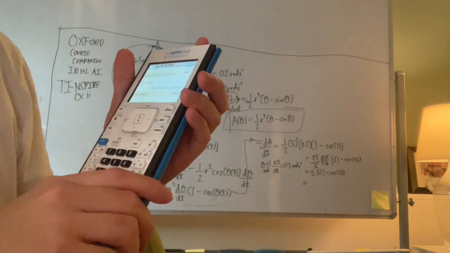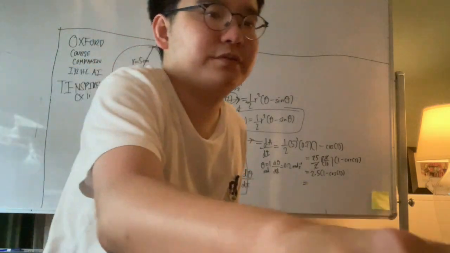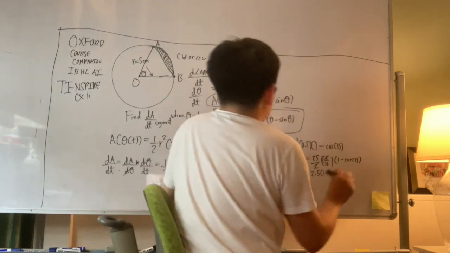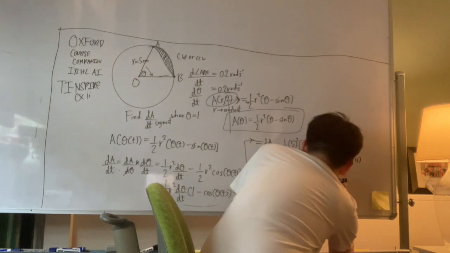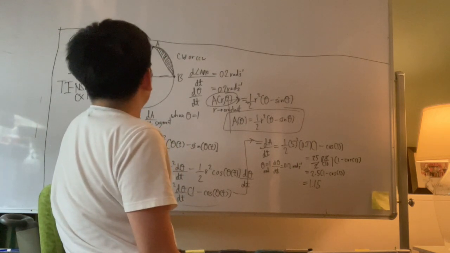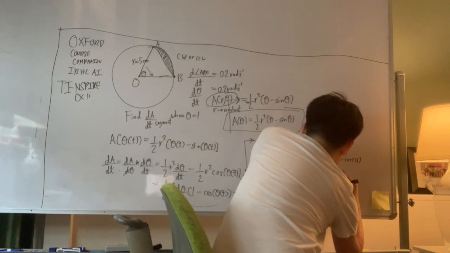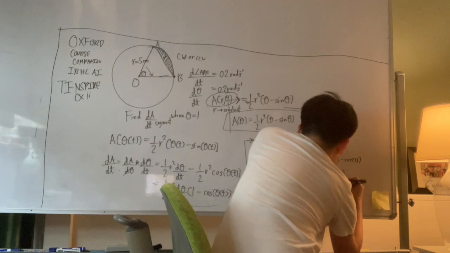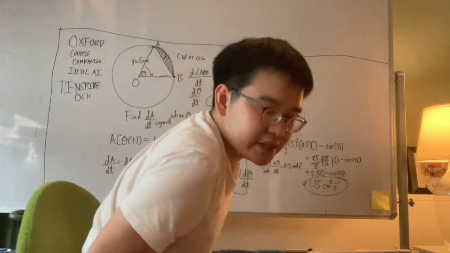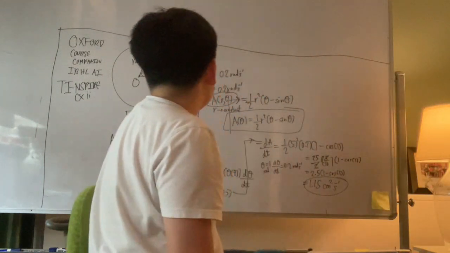The area is changing at this particular rate. So it's 1.15 if you round it to 3 significant figures. So 1.15 centimeters squared per second to get the dimensions right. And is that all they ask of us? Yep, that's all they ask of us.